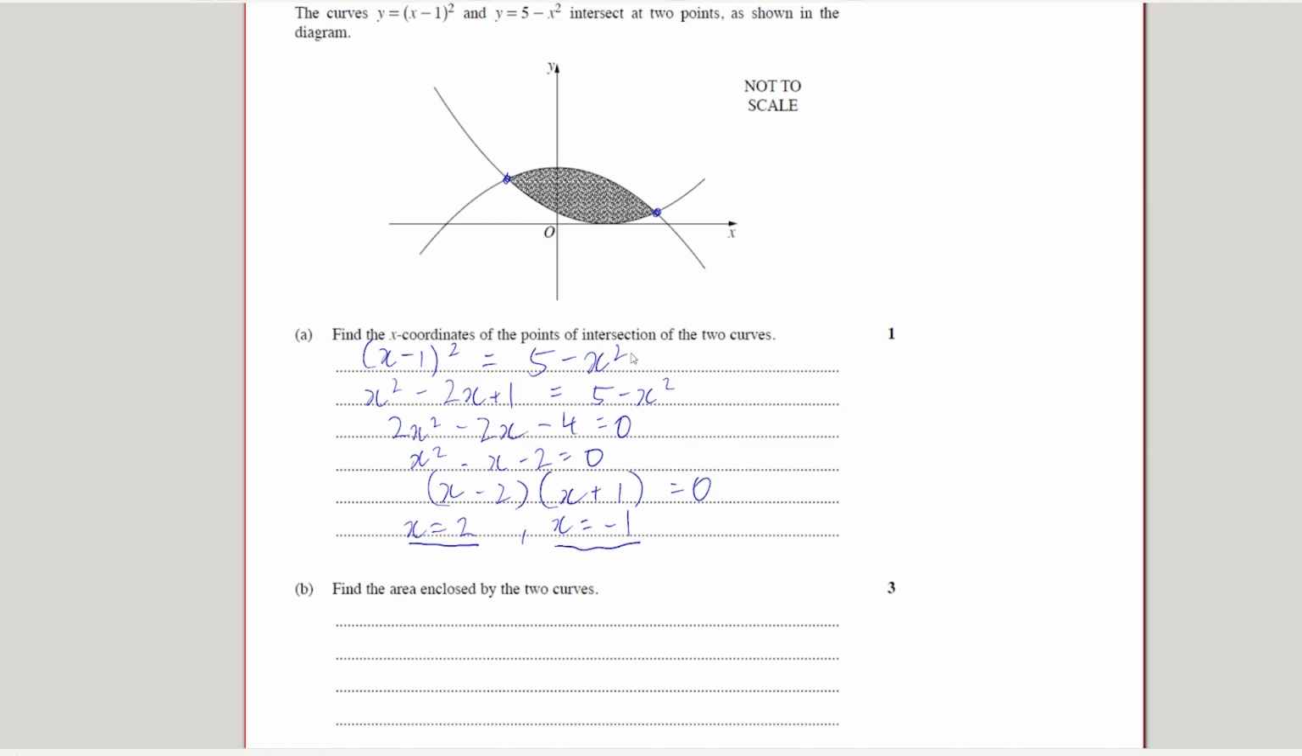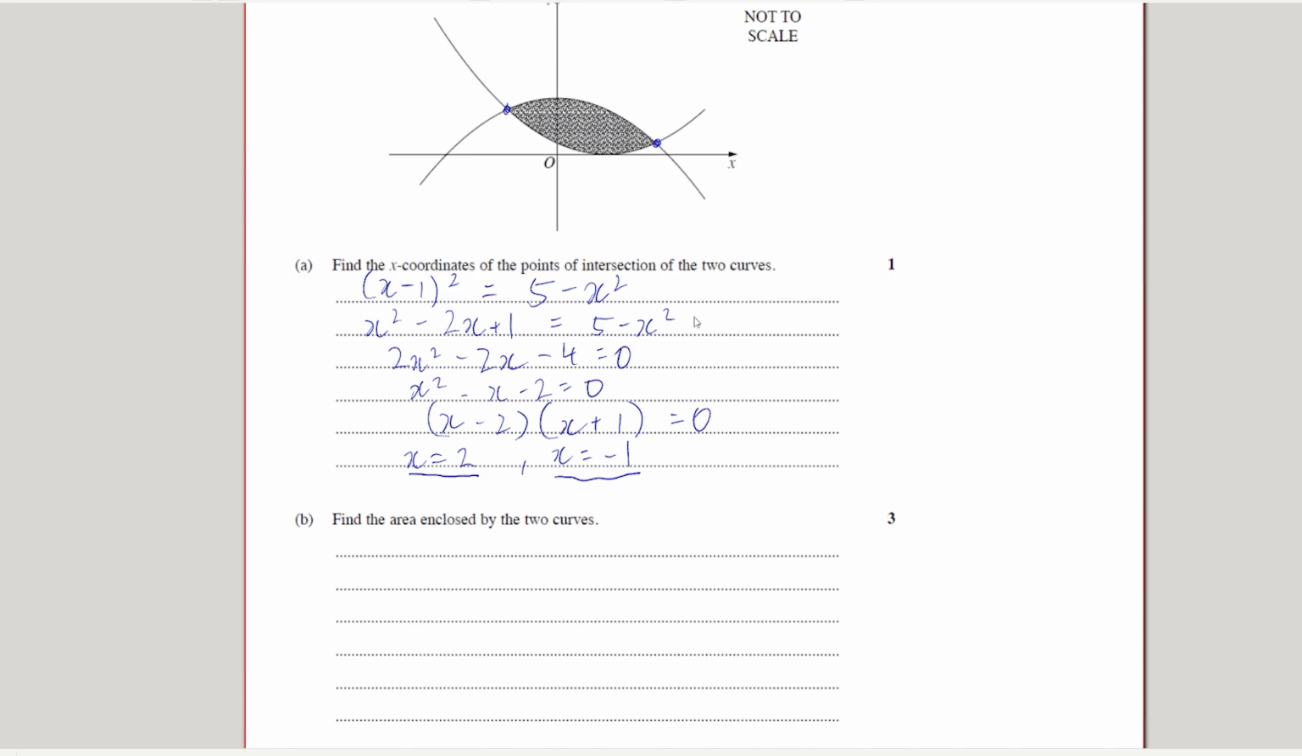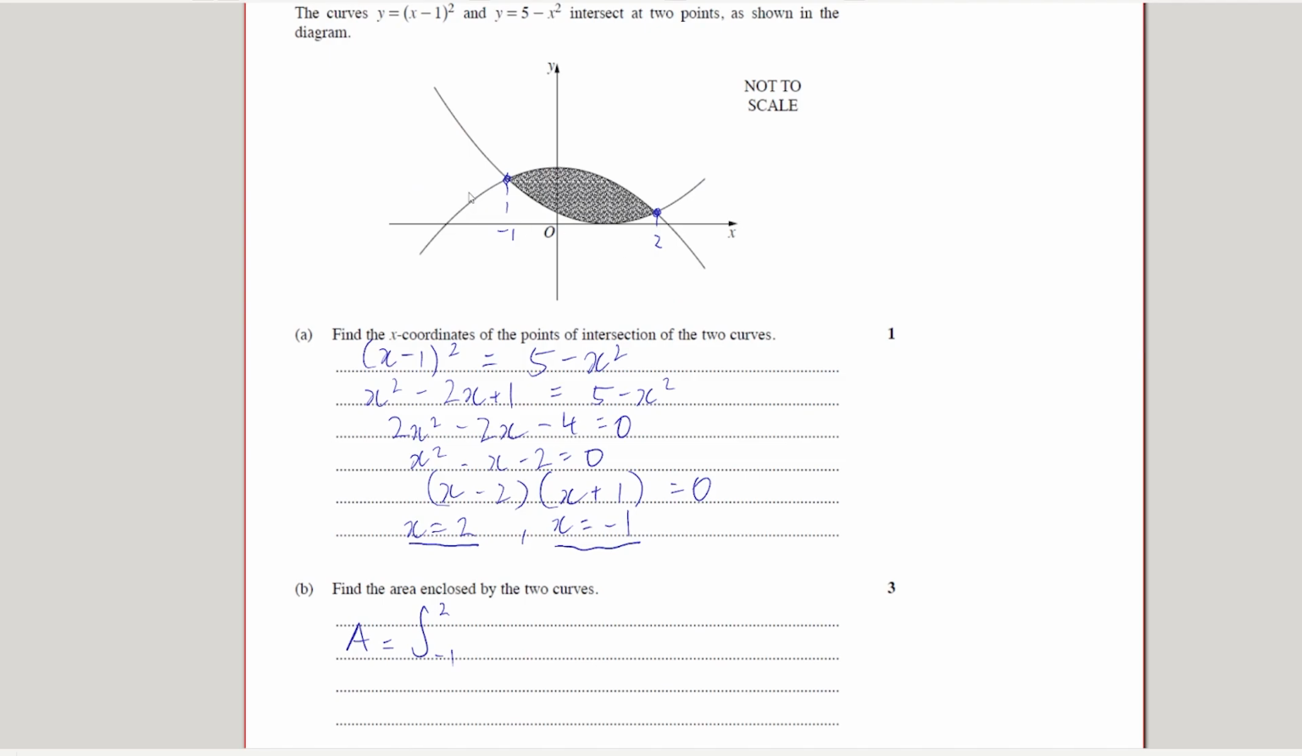So that's your answer. Awesome. So now we have to look at the area enclosed by the two curves. We have the x coordinates, so it starts from negative 1, ends at 2. So let's set up our integral. It's going to be A equals area, the integral from negative 1 to 2. Now what you want to do is to find the area enclosed between them. You have to do top curve minus bottom curve.